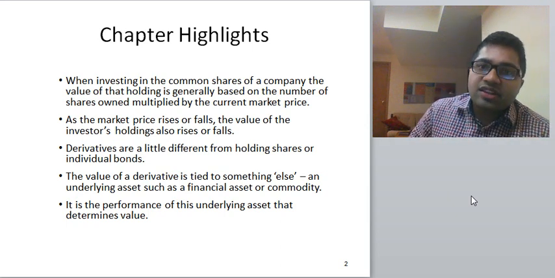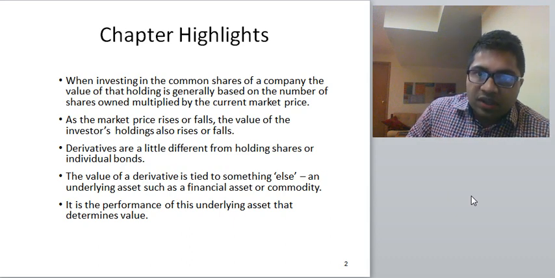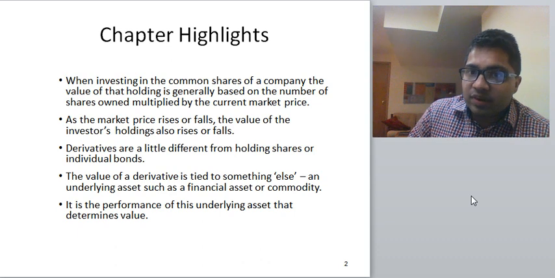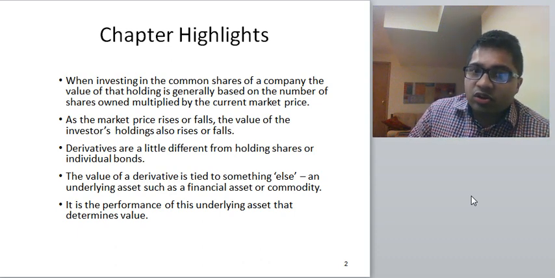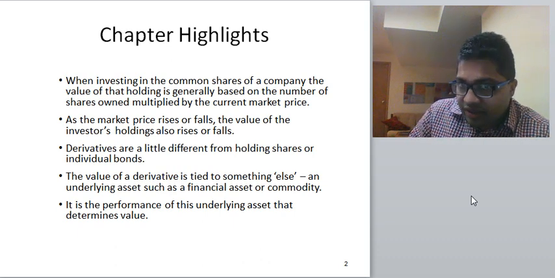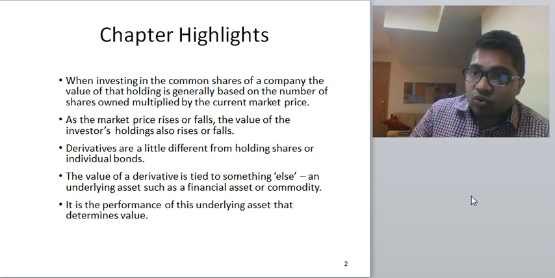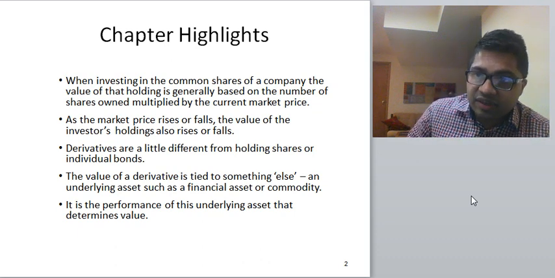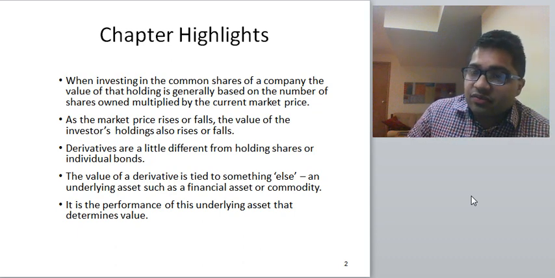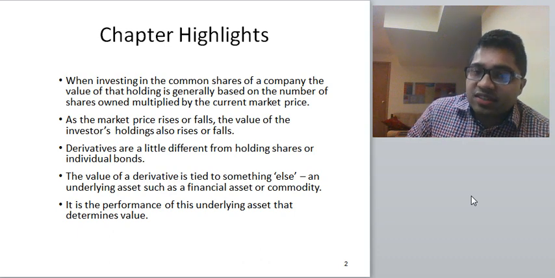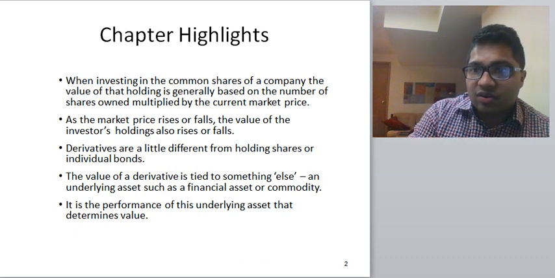So when investing in common shares of the company, the value of that holding is generally based on number of shares owned multiplied by the current price. As the market price rises or falls, the value of investor holding also rises or falls. Derivatives are a little different from holding shares or holding bonds. The value of a derivative is tied to something else, an underlying, such as a financial asset or a commodity. It is the performance of this underlying asset that determines value.